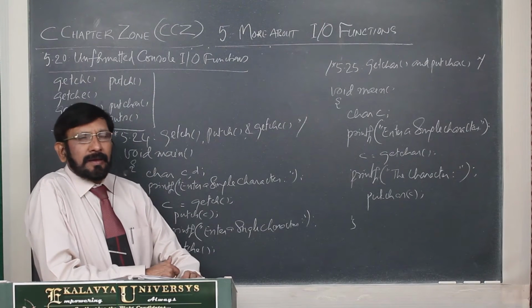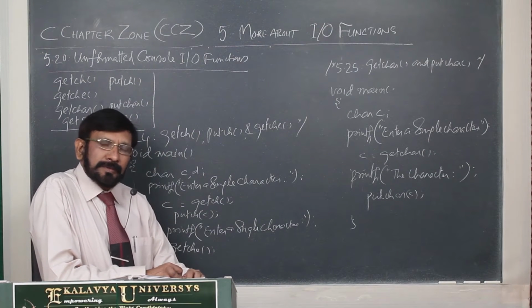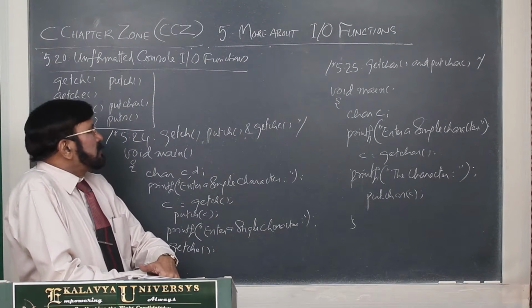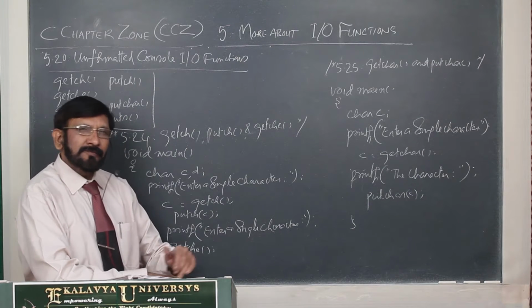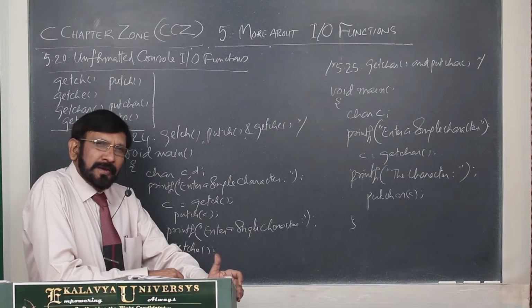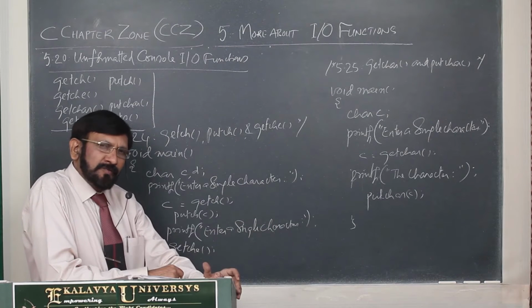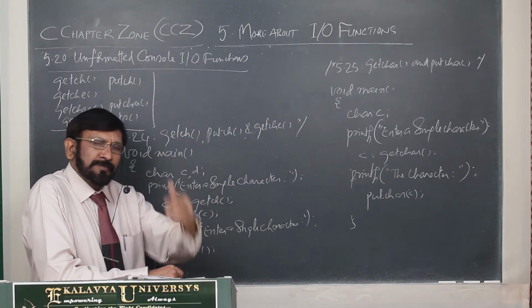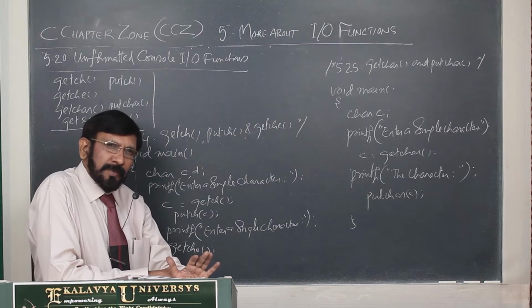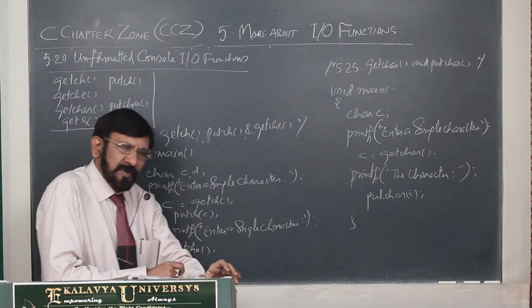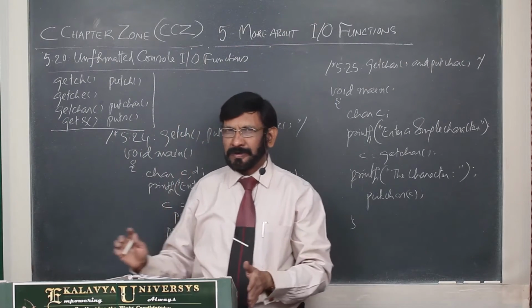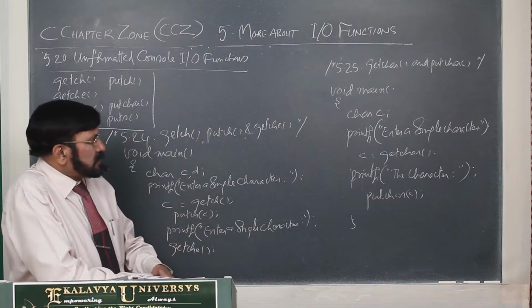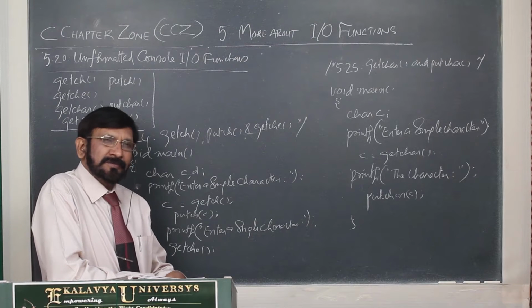Hello friends. Now let us take up the 20th concept, 5.20, unformatted console IO functions. In the beginning, in the classification of the IO functions, I explained to you formatted functions and unformatted functions. So far, I have explained the features and functionalities of all formatted functions. And now we discuss the features and functionalities of unformatted functions.